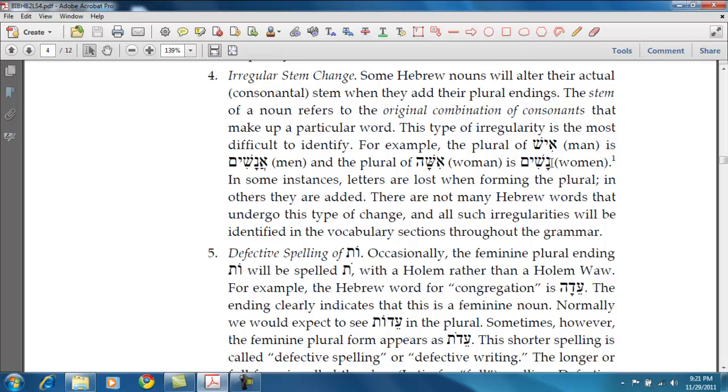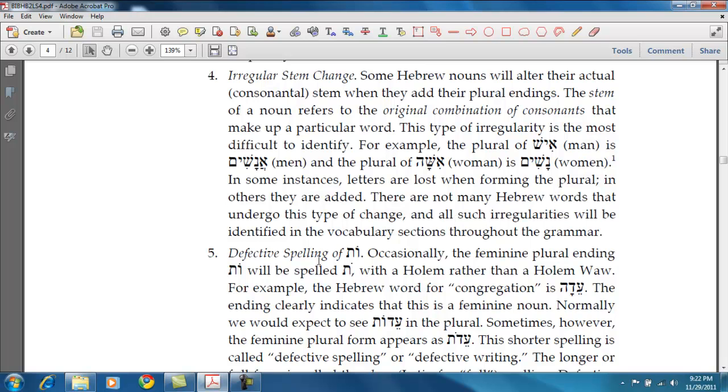There are not many Hebrew words that undergo this type of change, and all such irregularities will be identified in the vocabulary section. So I really wouldn't lose any sleep over this. Just know that there are some irregular stem changes from singular to plural on nouns. There are not many, but there are some, and you'll learn them as you go through the vocabulary.